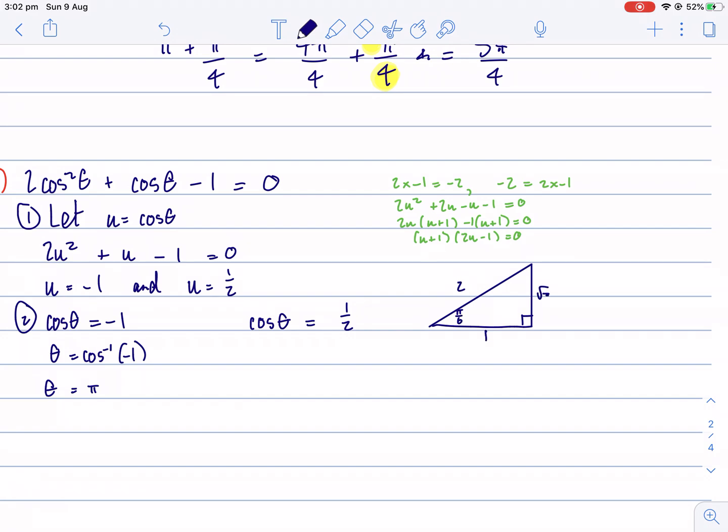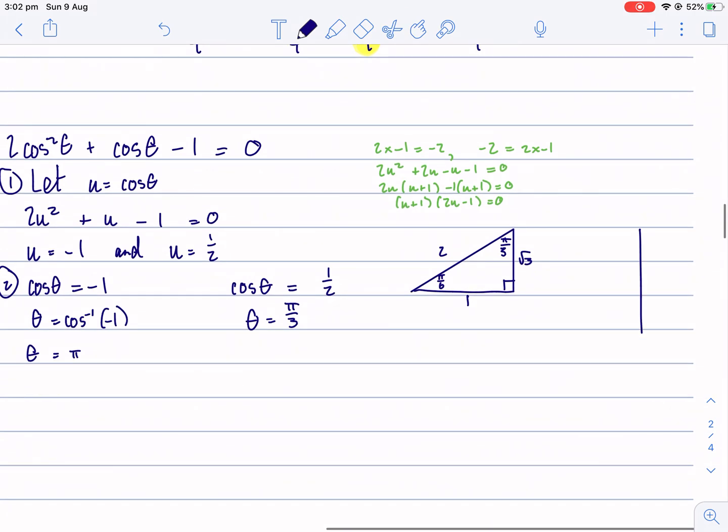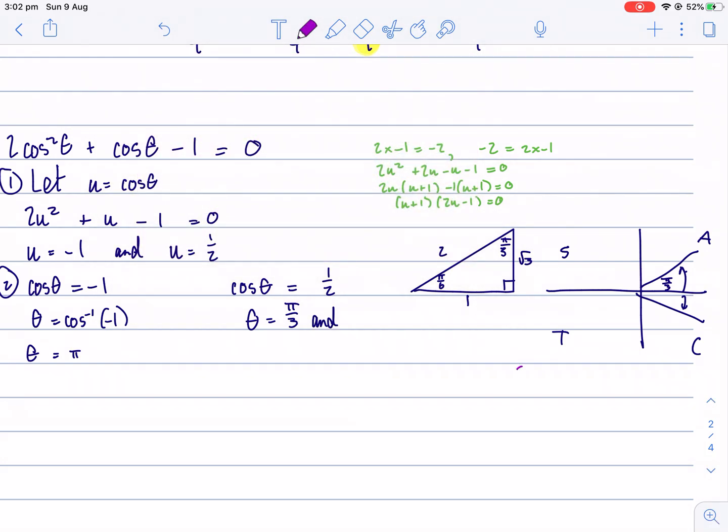1, 2, root 3, 60. When cos is a half, that means we were pi on 3. The other value that would give us a positive for pi on 3 is going downwards. Now to figure out that one if you want, you could do 2 pi minus pi on 3. So we've got 6 pi on 3 minus pi on 3, so it's 5 pi on 3.